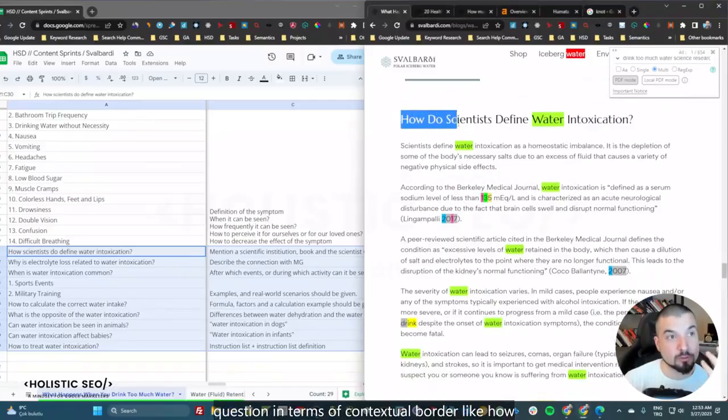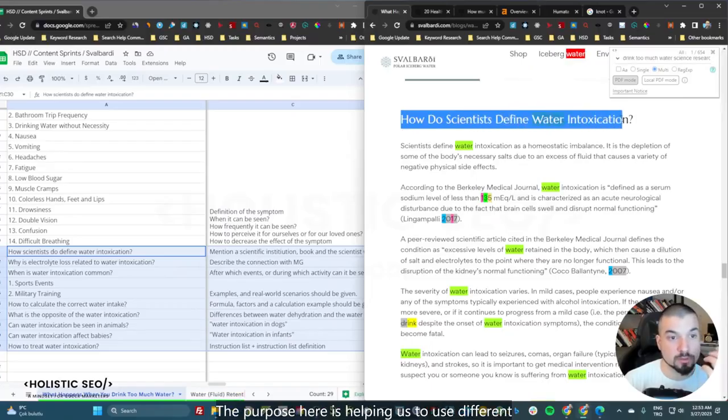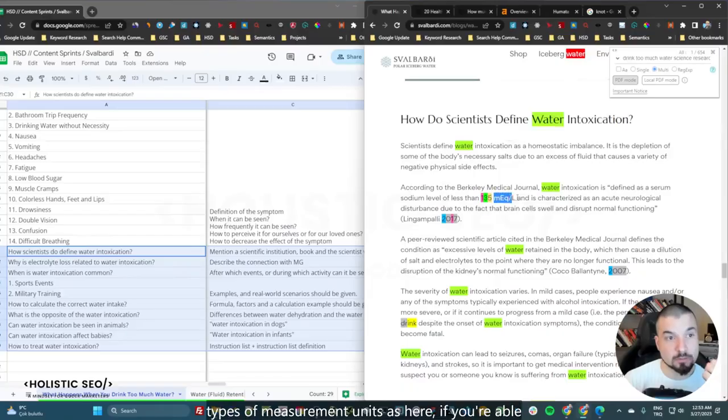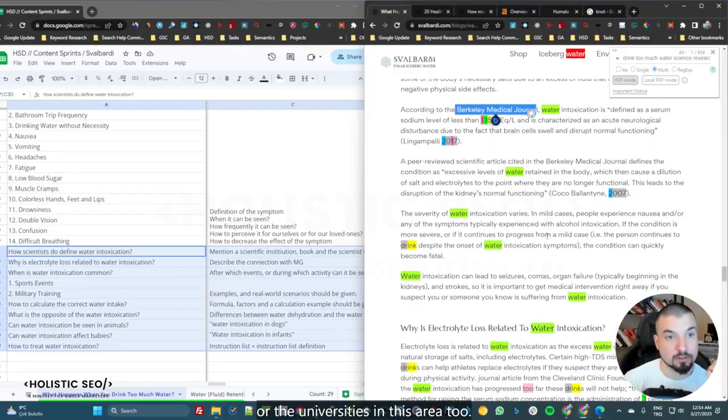If we ask a broader question in terms of contextual border, like how do scientists define water intoxication, the purpose here is helping us to use different types of measurement units. If you're able to use more measurement units than your competitor, it is a positive thing, because whenever you use a measurement unit, it means that you are using a different type of entity, a specific unit. Whenever a unit changes in the context of neural matching, you will be opening new connections to different types of entities as well. And we use different types of researchers, journals, or universities in this area too.